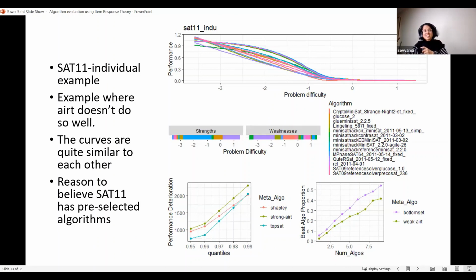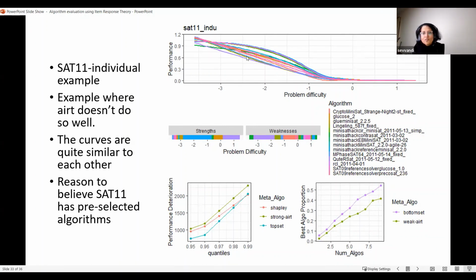Now, it's not the case that AIRT performs well for all of them. This is an example where AIRT doesn't perform that well. This is a SAT11 individual problem set. And here, when we look at this performance deterioration graph, AIRT has the highest performance deterioration compared to the other two. Of course, the best algorithm proportion in the weak set is still lower, but here AIRT is not doing so well.